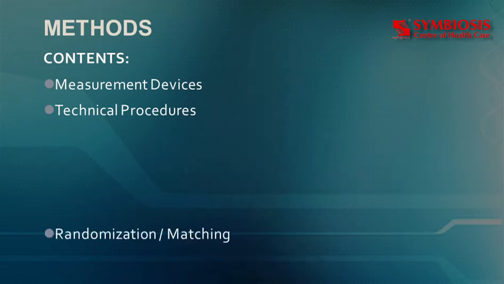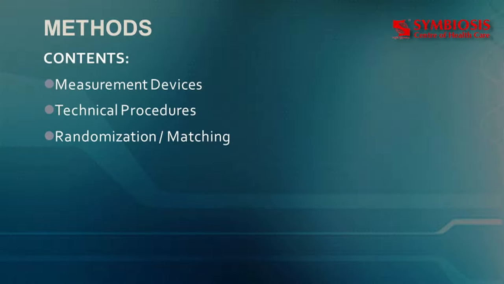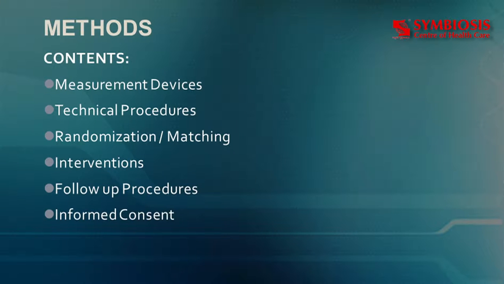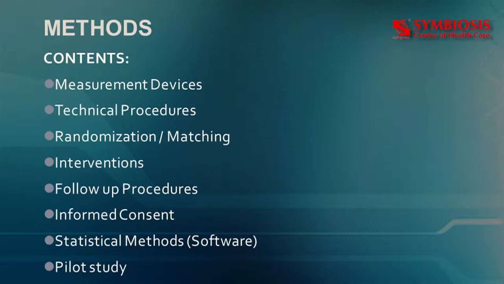It depends on the design of the study, but if it is a clinical trial and you have done randomization, then that information needs to be provided here. Suppose you have conducted a case control study where you had done a matching of cases with controls, then you need to mention that also. The interventions, follow up, informed consent, all these issues need to be reflected in the methods section. More important is also to provide information on statistical methods that you have used for the analytical purposes. If you had conducted a pilot study as a prelude to the original study, then you need to mention that also as a part of the method section.